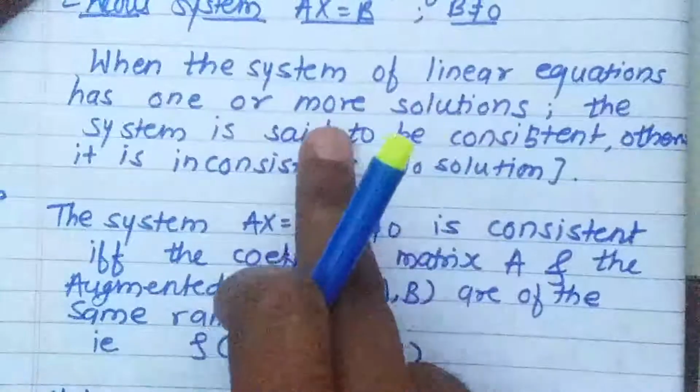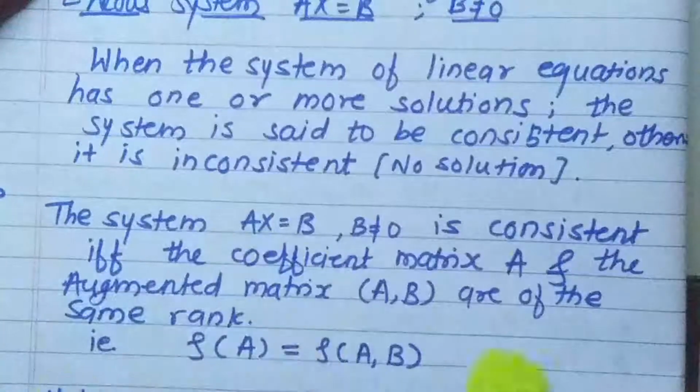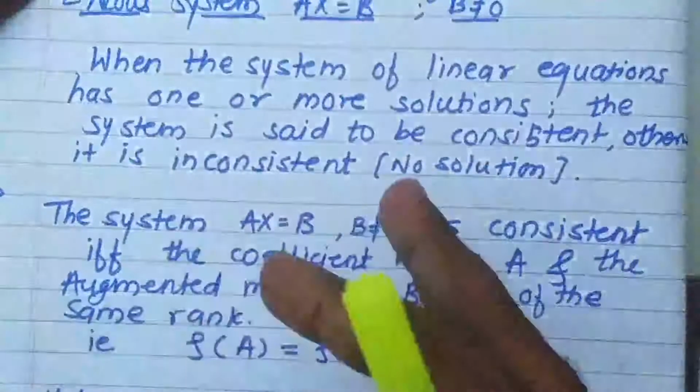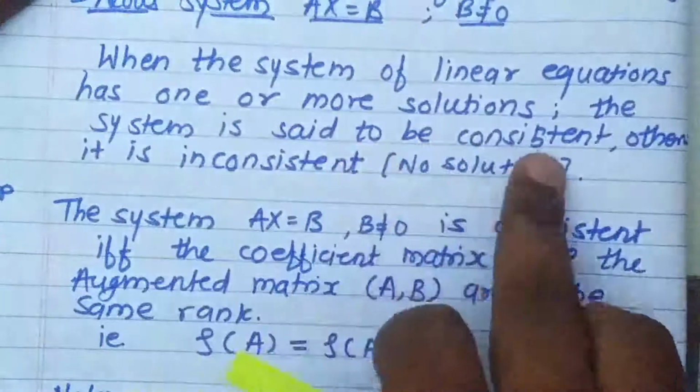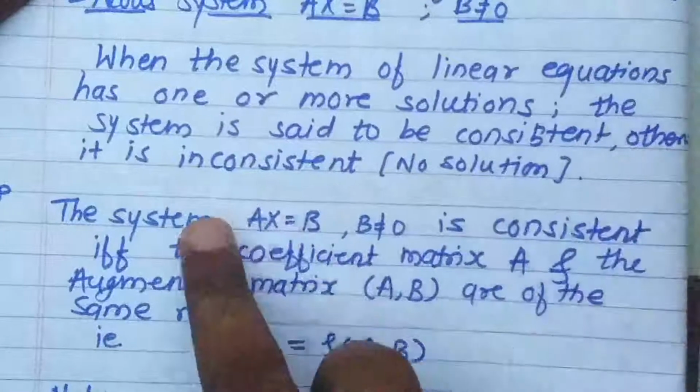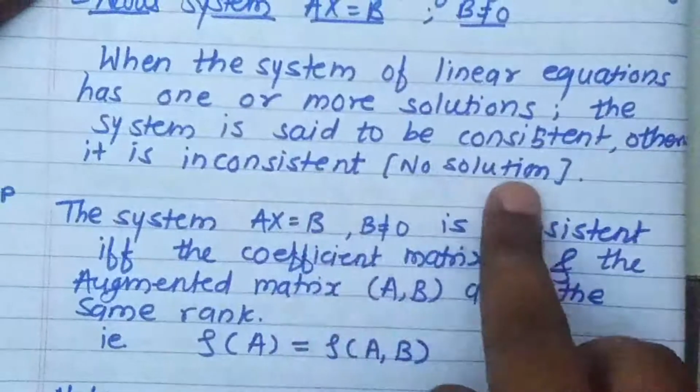Whenever the system has some solution, either one solution or more than one solution, in that case the system is called a consistent system. Otherwise it is called inconsistent, meaning no solution exists.